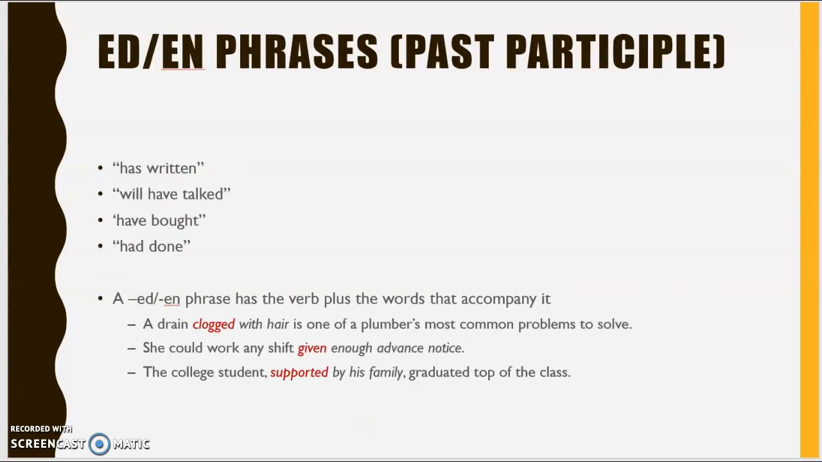The last kind of verbal phrase is an ed or en phrase. It's called a past participle. Has written, will have talked, have bought, because that's a regular verb form, right? We don't say boughten. The past tense is bought. And we don't say had do, it's done. So you have to be careful with past participles, okay? Because sometimes the past tense of an irregular verb does not end in an ed or an en.